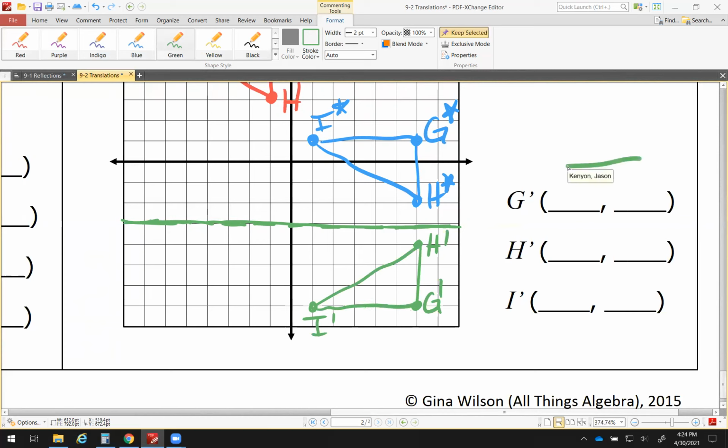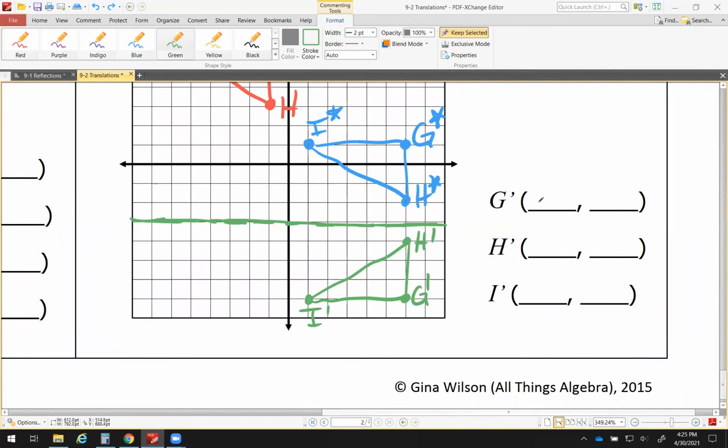Okay, reading off the coordinates, we've got G prime is at +6, -7. H prime is at +6, -4. And I prime will be at +1, -7.